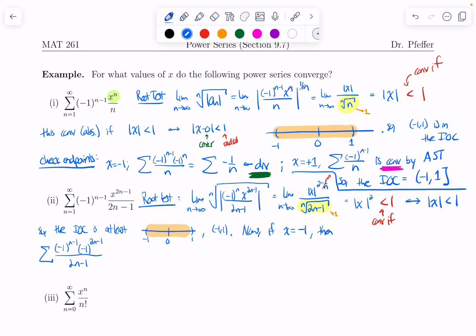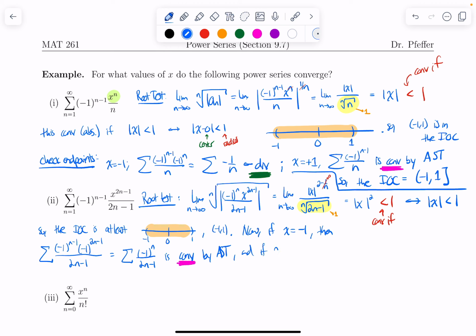And it looks like for this, let's see, the power of 2 kills the -1, so we're going to end up with just the sum of (-1)^n over 2n-1. And this is conditionally convergent. So we'll put that in pink. This is going to be conditionally convergent by the AST.